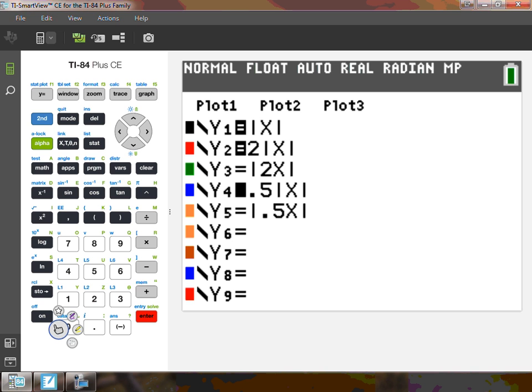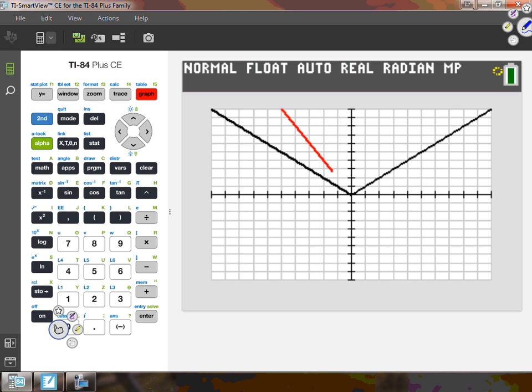So now that you have all the functions in there, just a reminder, by the way, the absolute value is found under the math menu, and then over to number, it should be option 1. All right, so first we're going to take a look at the absolute value in black versus 2 times the absolute value in red. Our goal here is to see what happens when we multiply by a whole number or a number bigger than 1 outside the absolute value. We'll hit graph. So the original was this, and the transformed function was this.